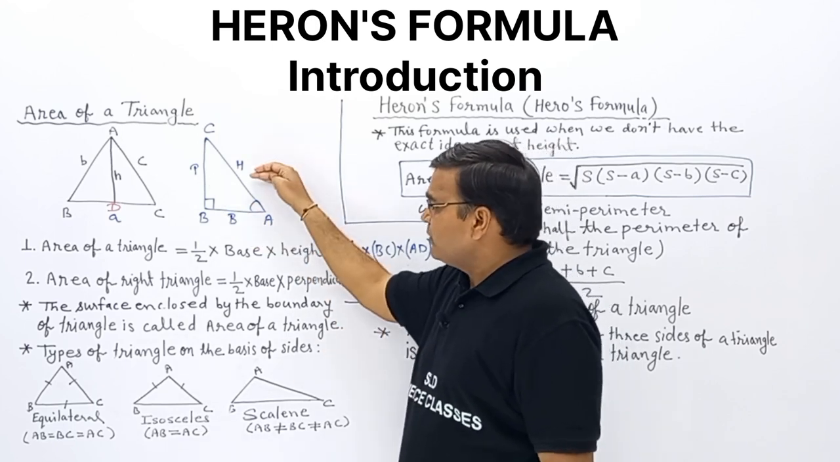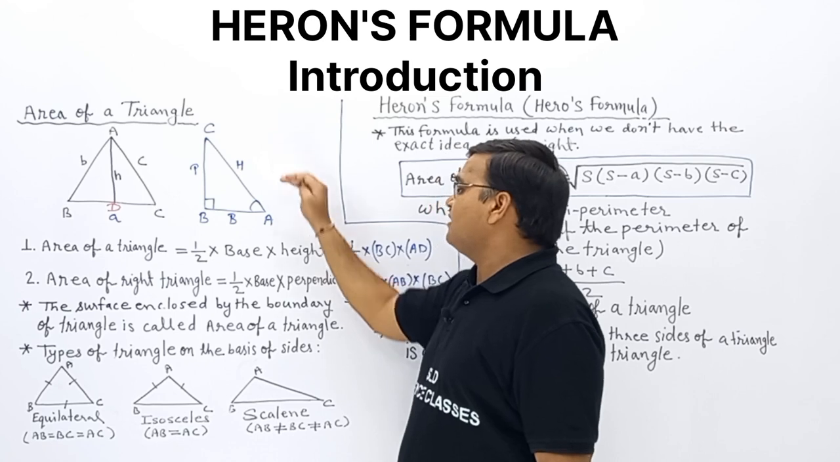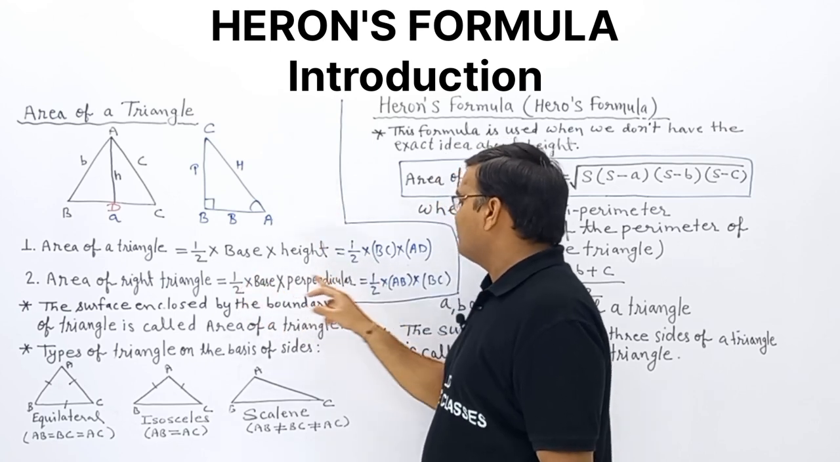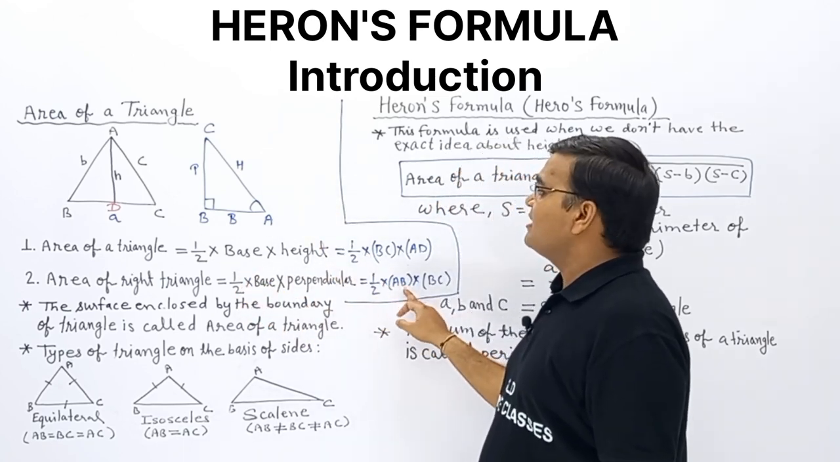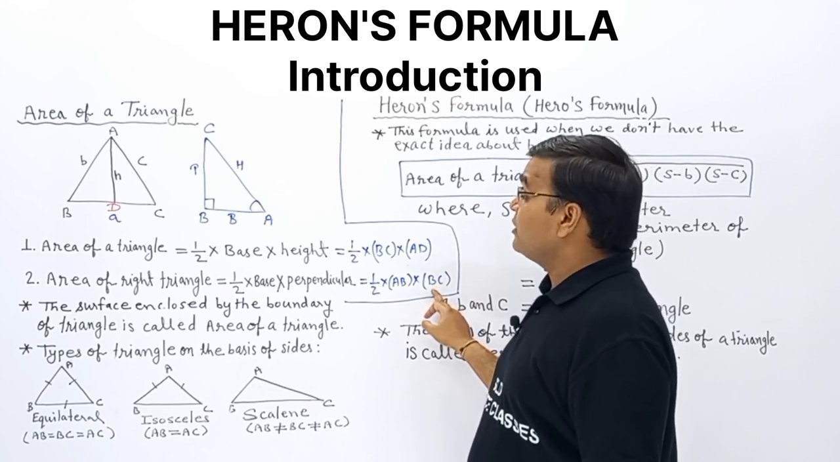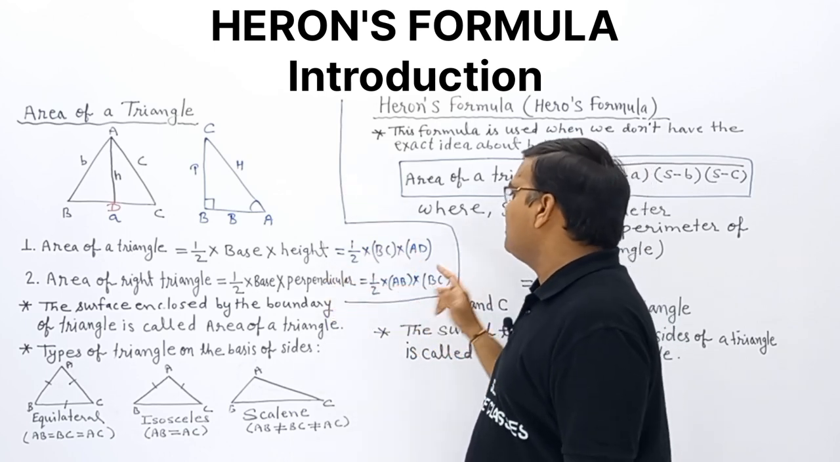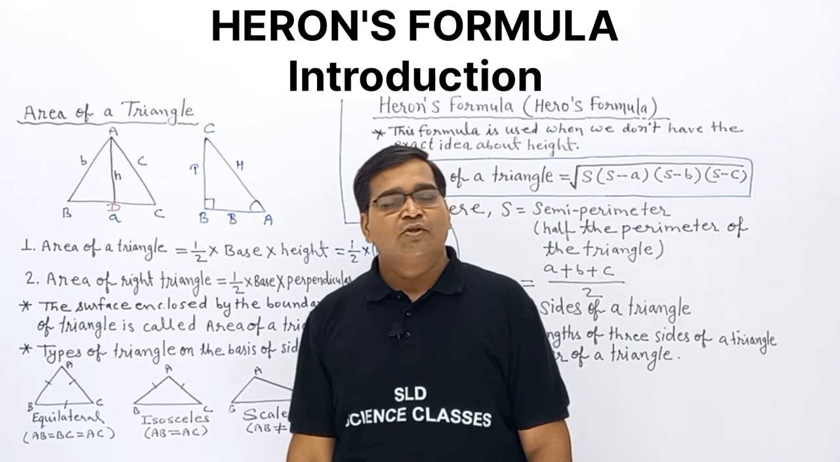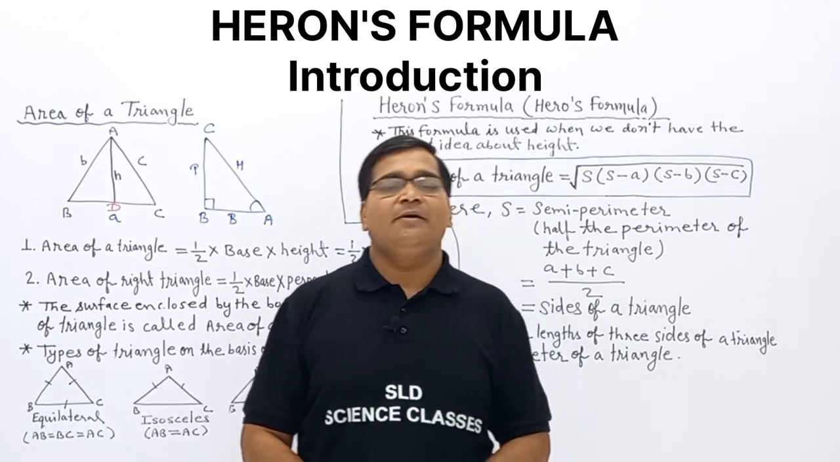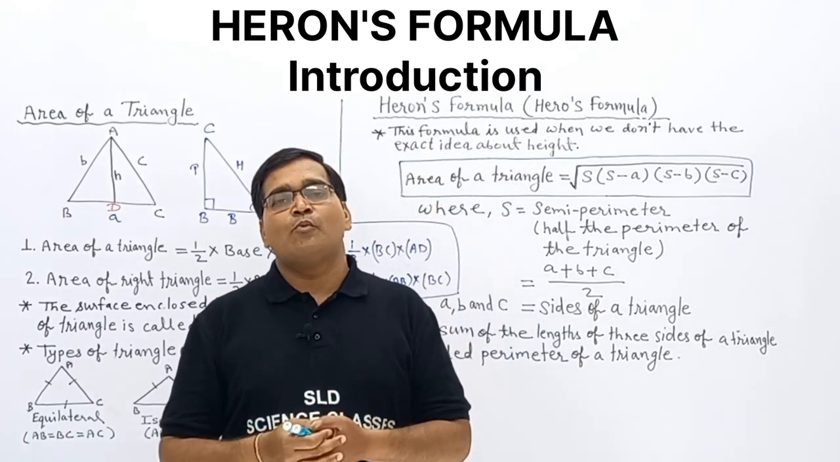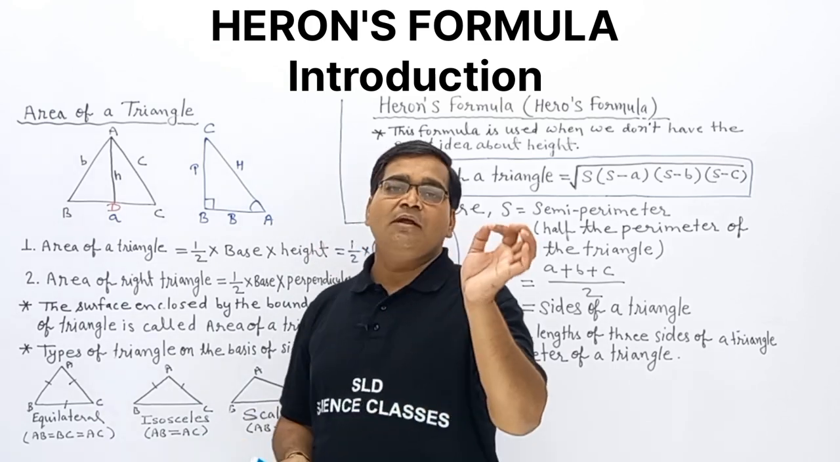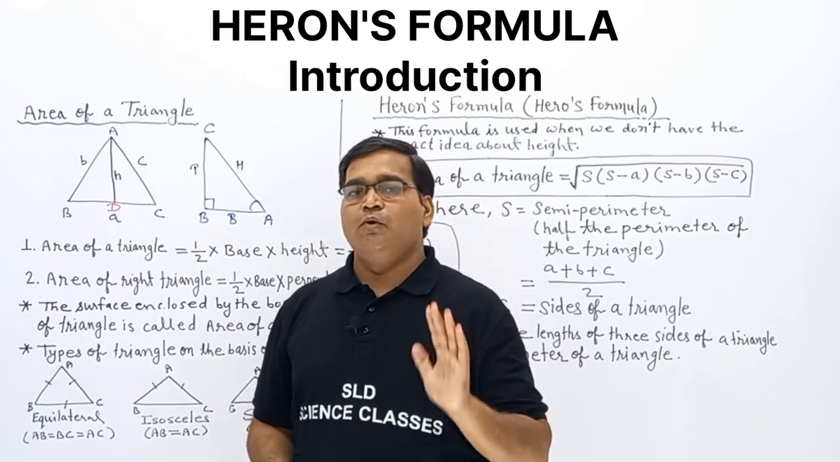If we are having a right angled triangle, then we will use 1 upon 2 into base, where base is AB, into height, sorry, perpendicular. Perpendicular is the height. BC will be its perpendicular. So by using these two formulas, we can find the area of a triangle.